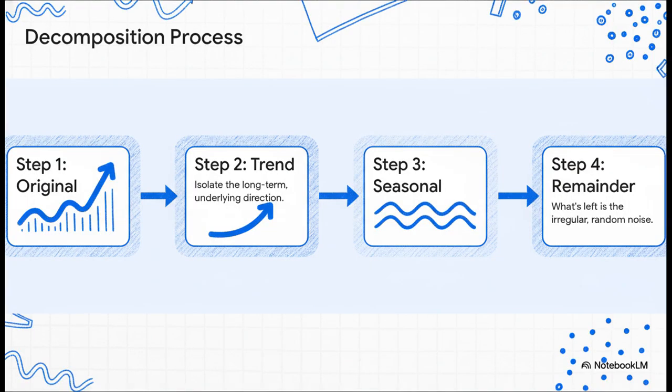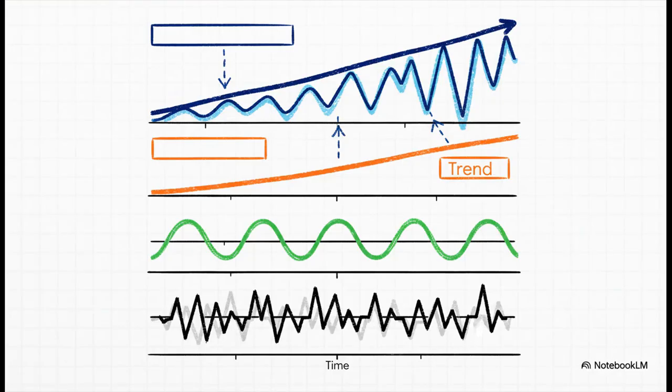And the process itself is actually super logical. We start with the raw data. First, we use some tools to smooth it all out and pull out that long-term trend. Then, we find and extract the repeating seasonal cycle. And whatever is left over, the stuff that isn't trend and isn't seasonal, we just call that the remainder.